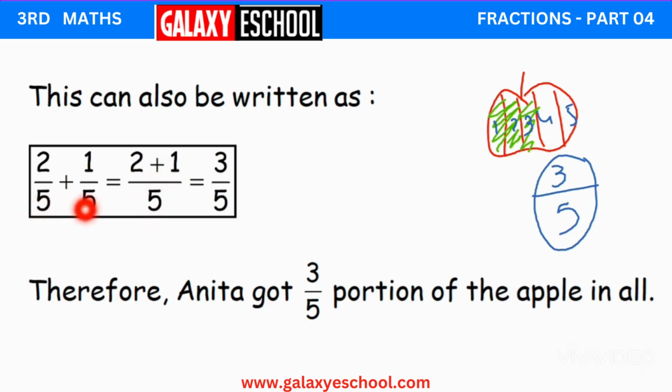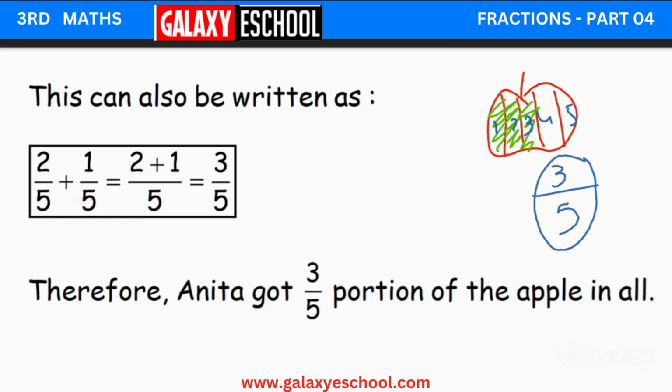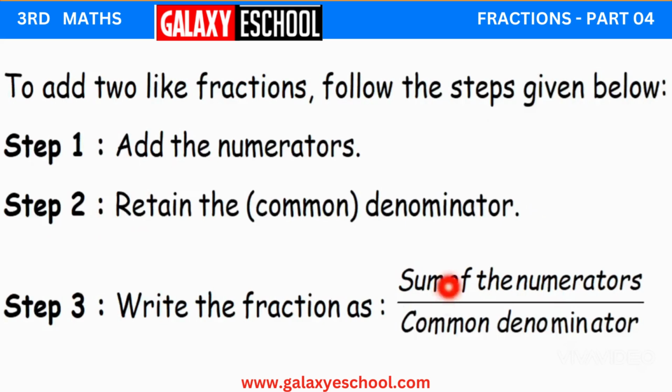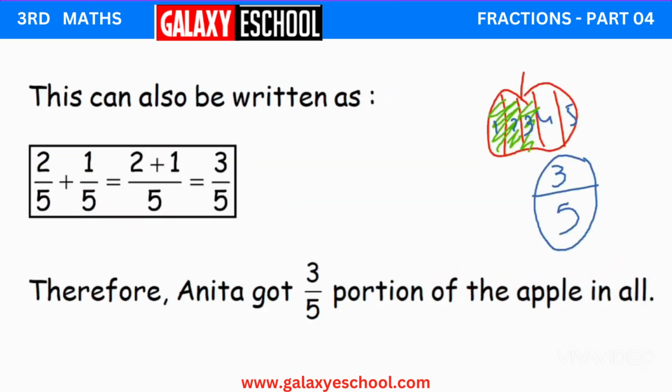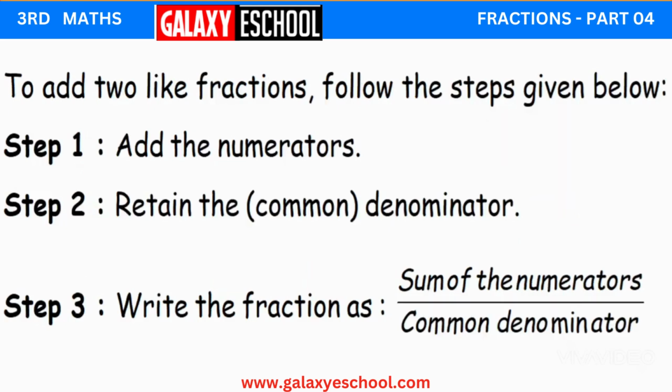What is the common denominator? That is the same for both. 5 is the common denominator here. So we are keeping the 5 as it is. So the answer becomes the sum of the numerators divided by the common denominator. Yes, 3 is nothing but the sum of our numerators, 2 plus 1. And this denominator here is our common denominator, that is 5.